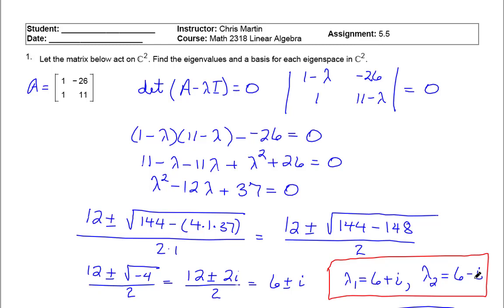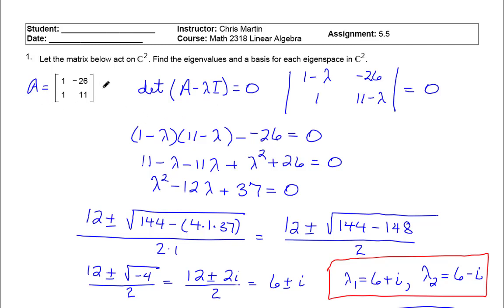Welcome to Math 2318. This is section 5.5. We enter a different realm today in 5.5 in that now we are considering C2, the complex plane. So we want to find complex eigenvalues and complex valued bases.